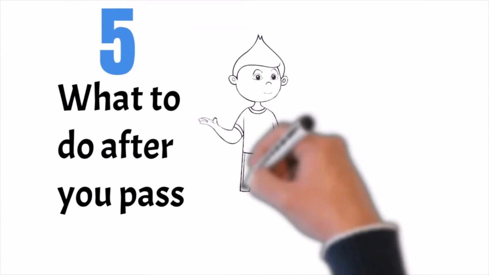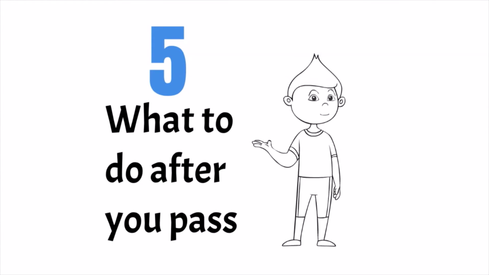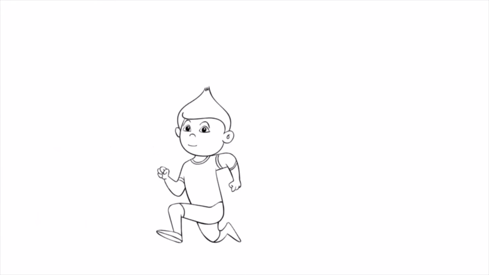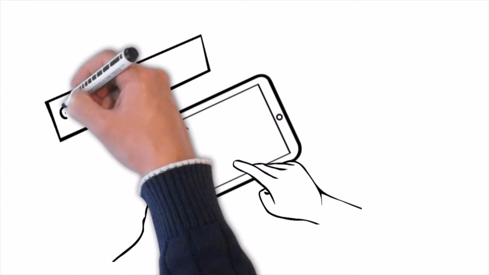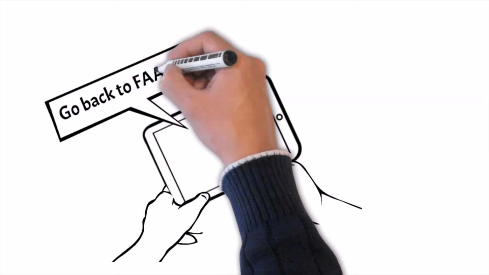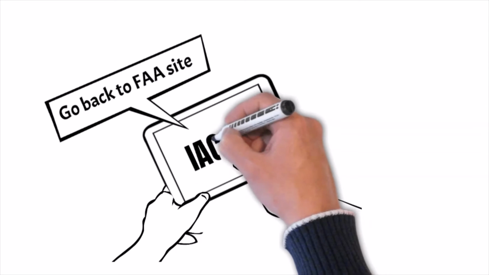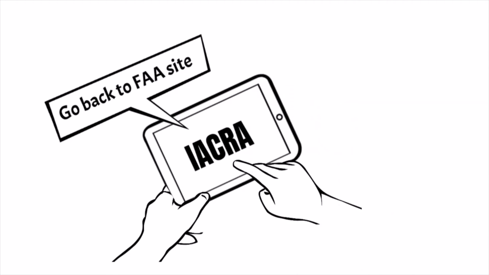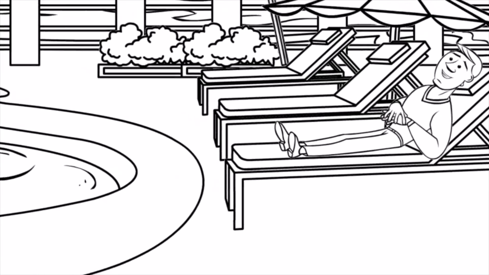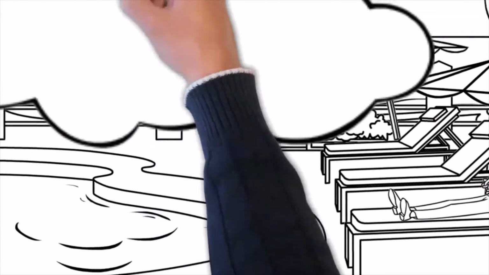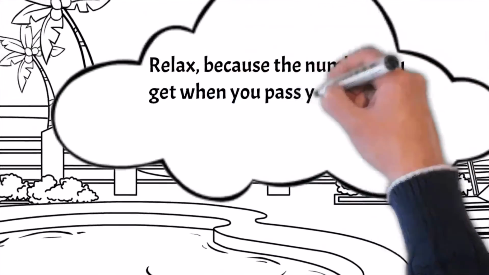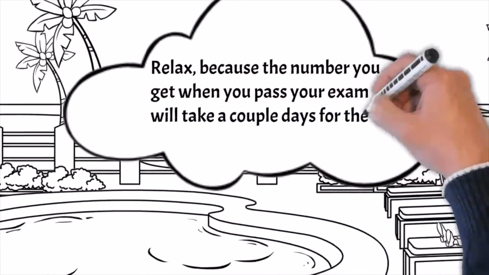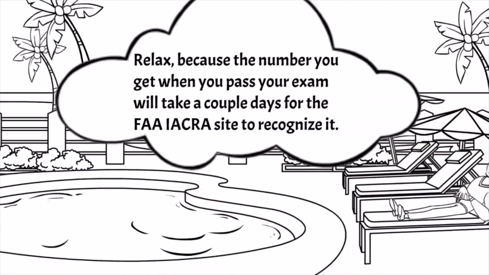Be patient once you pass your test. It can take up to 90 days to actually be fully approved to receive your permanent license. You will be able to go to the FAA site once it recognizes that you have passed, and you will be able to print off a temporary license.